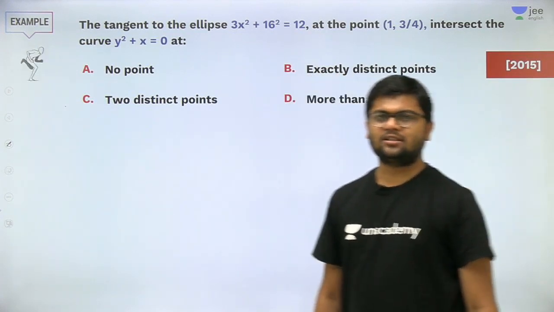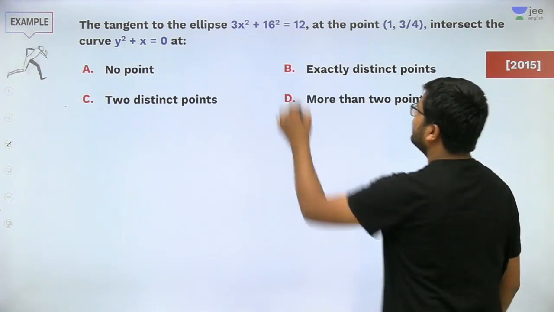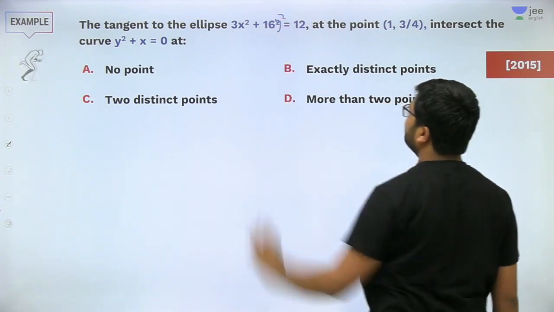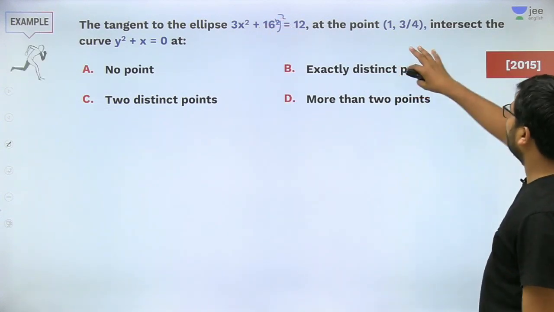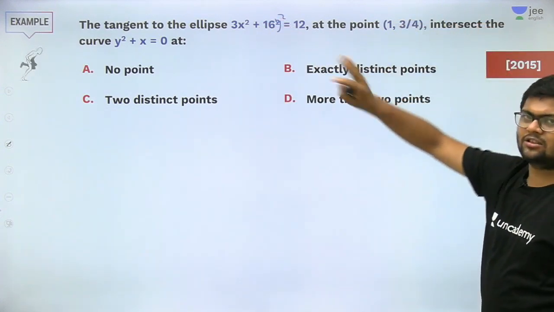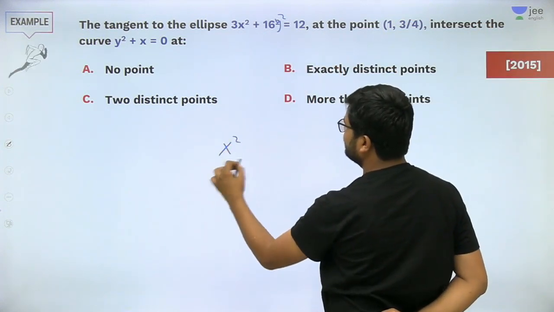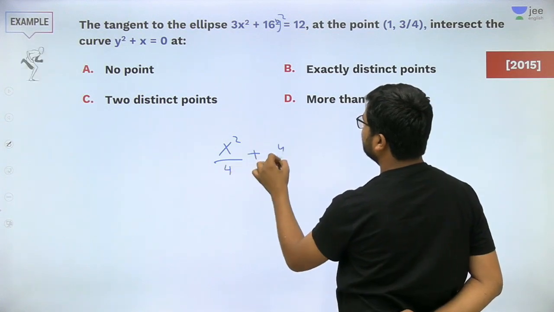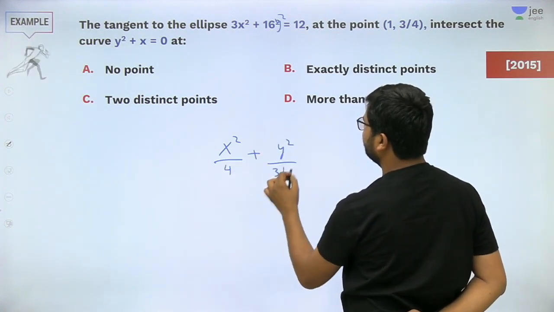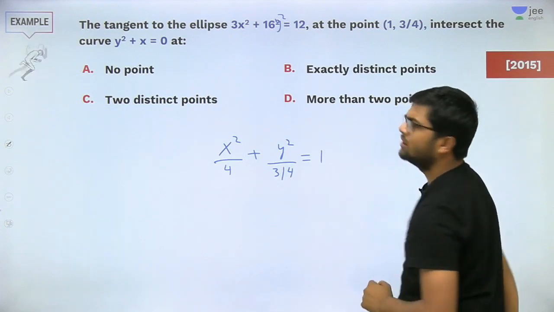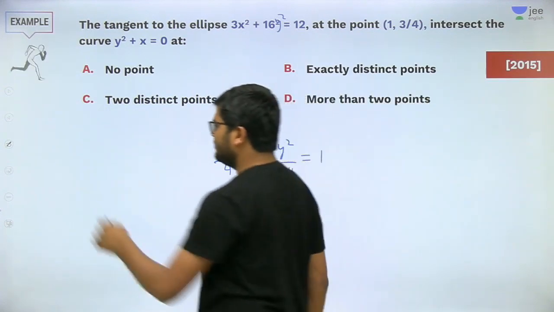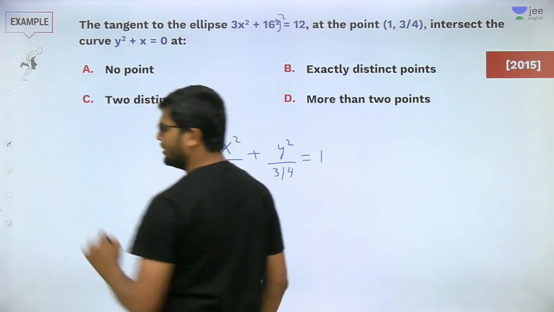Tangent to the ellipse 3x square plus 16y square equal to 12 at the point 1 comma 3 by 4 intersects this curve. First of all, write this ellipse in the standard format. It will become x square upon 4 plus y square upon 3 by 4 equal to 1. Yes or no? So from this perspective it becomes a standard horizontal ellipse.